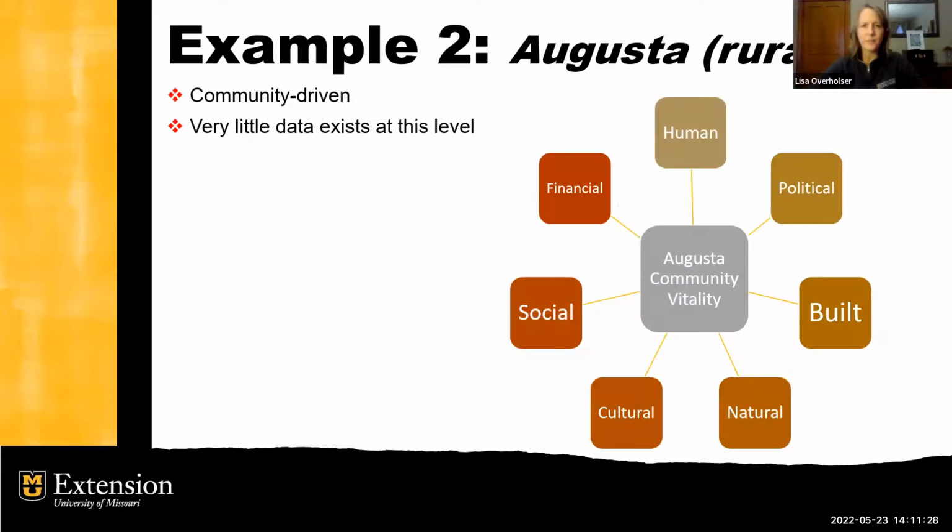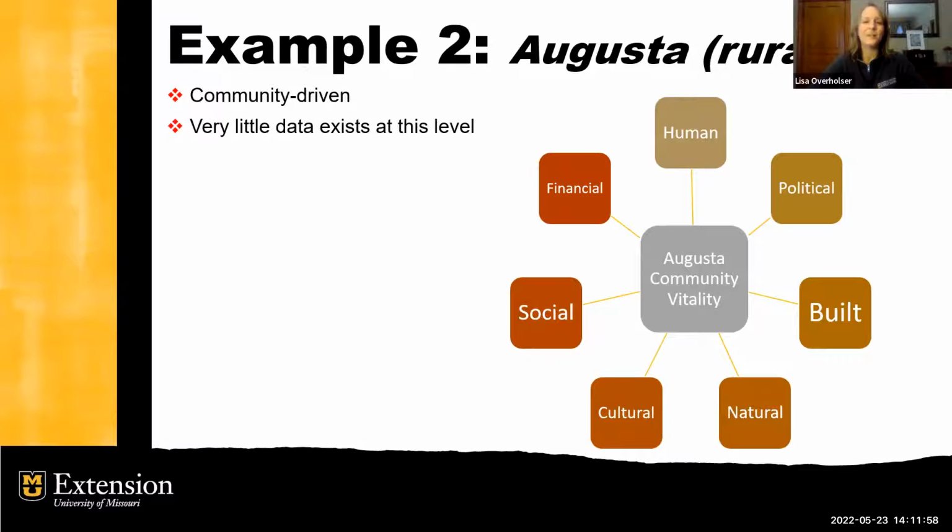So the second example that I'm going to talk about is we conducted Passport to the Arts in Augusta. That was actually our pilot community. It is a rural community of about 170 people, in southern St. Charles County. It's right along the river, right along the Katy Trail, and it's a winemaking region. So we were contacted by them because they wanted to develop an arts infrastructure and ecosystem that was more than just about wine.